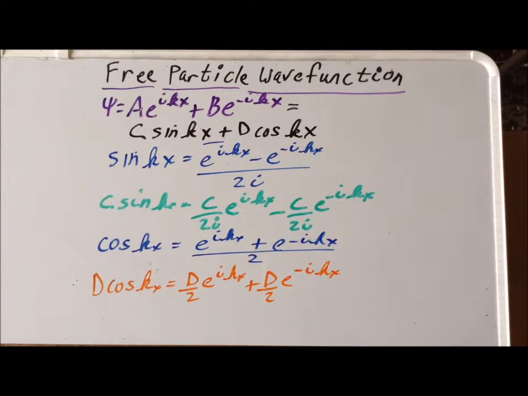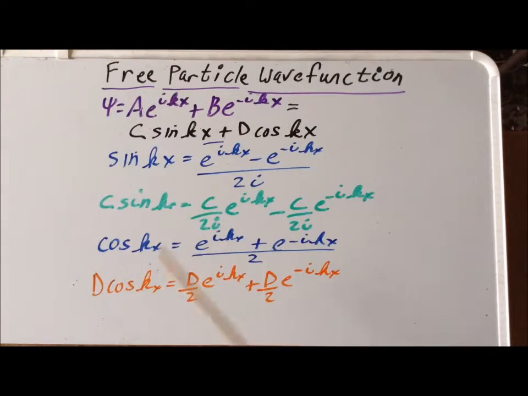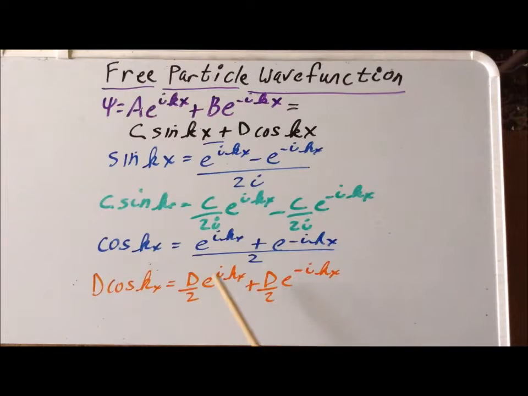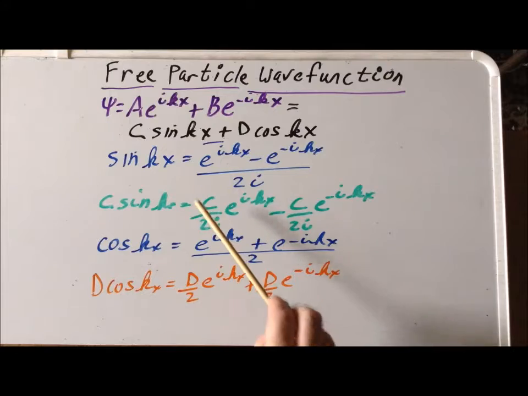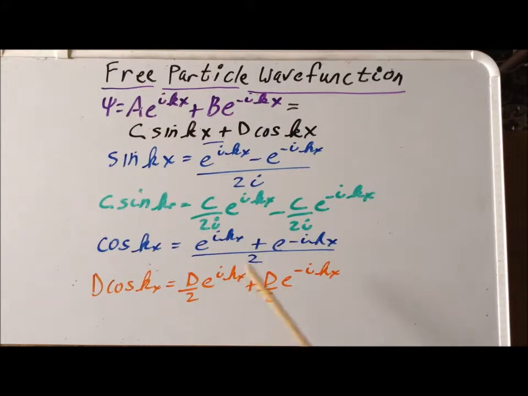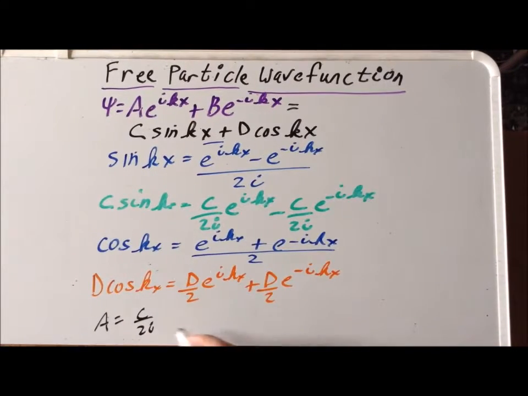Once we have done this, if we want to figure out the coefficients c and d, we notice that the coefficients of e to the i kx here have to be equal to the coefficients here. So if we're going to add together c sine of kx plus d cosine of kx, we know that we have to make this coefficient a, the coefficient of e to the i kx, equal to the sum of the two coefficients here. So that tells us that a has to be equal to c over 2i plus d over 2.